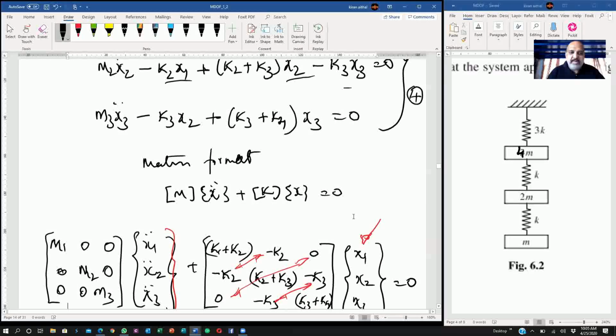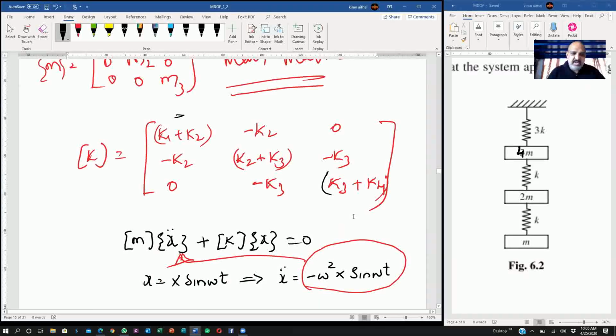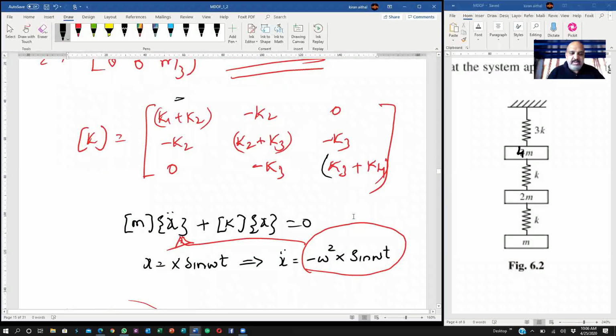What is that matrix format? M x double dot plus K x is equal to 0. This is the matrix format. M is called the mass matrix and K is called the stiffness matrix. Once we know that, we have to convert this. How to convert that? Very simple. x is equal to capital X sin omega t, which you have learned in the introductory classes.